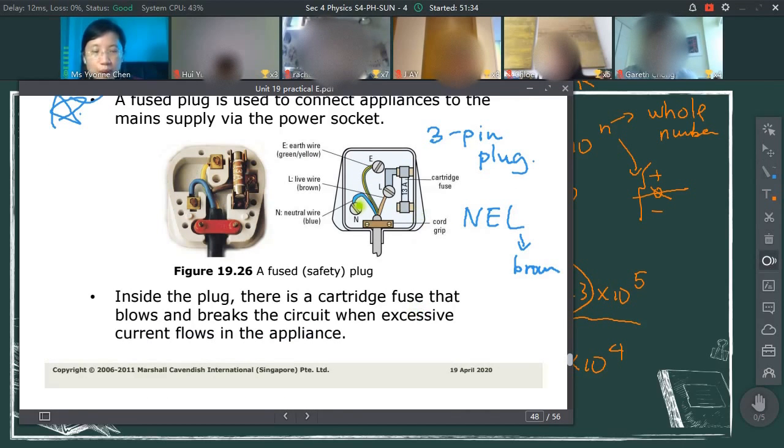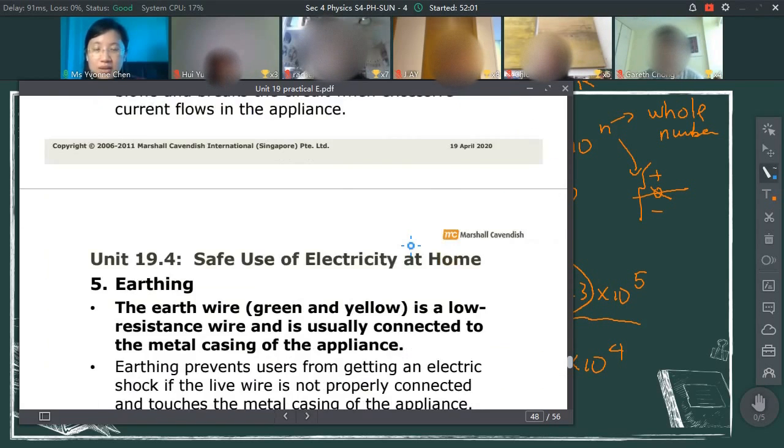So remember the orientation, NEL, neutral earth live. I use northeast line to remember the orientation. So, what is this? This is a fuse. How do I know this is a fuse? Because I see 13 ampere. It's the current rating of the fuse.